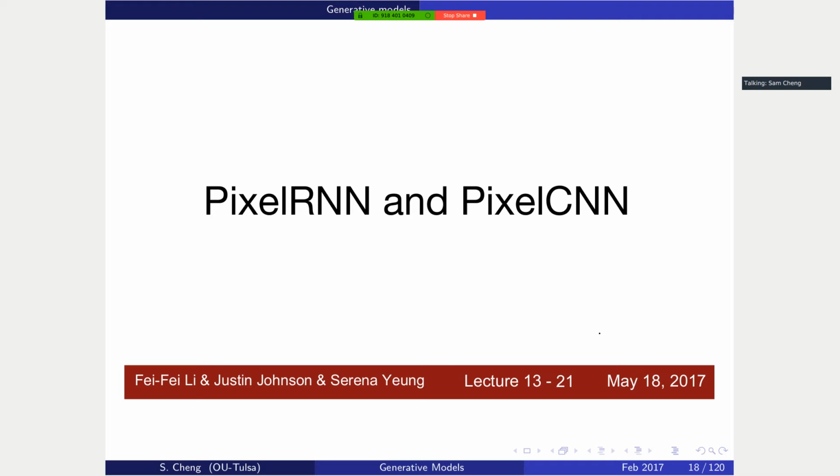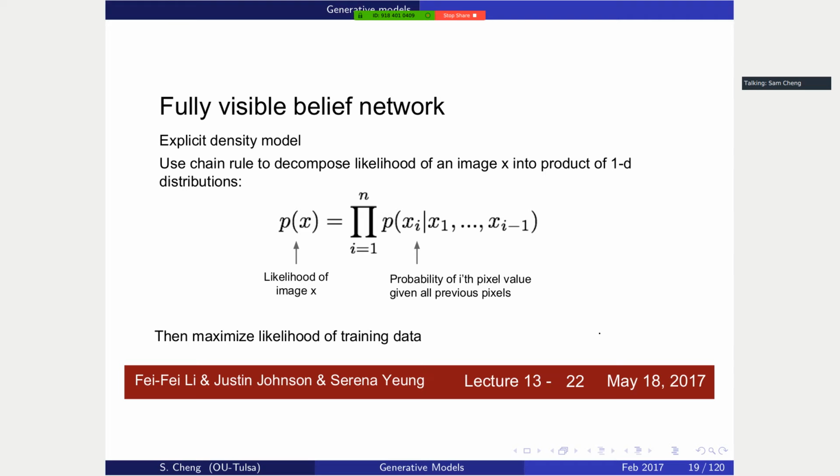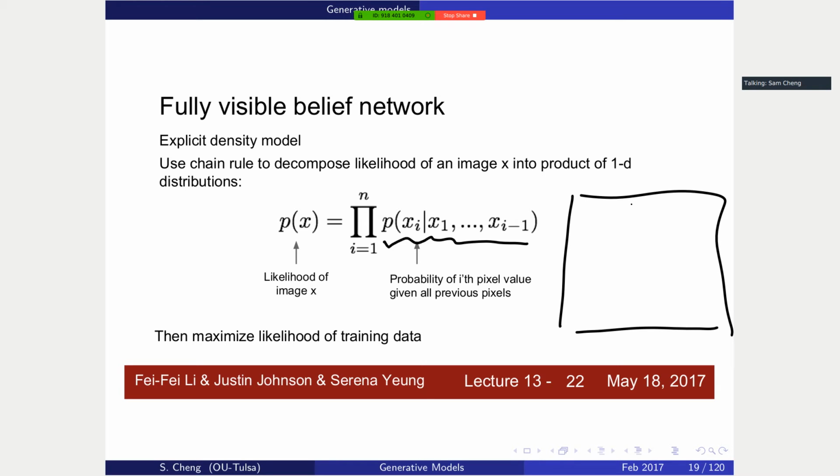First, we'll start with something really simple: PixelRNN and PixelCNN. Basically, the idea is to explicitly model the density, the probability distribution. In this case, if I have the entire image, I'll model one pixel at a time.